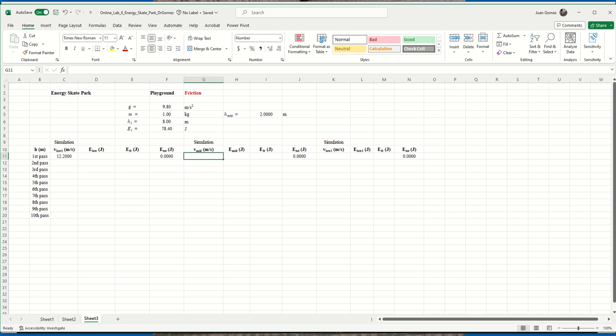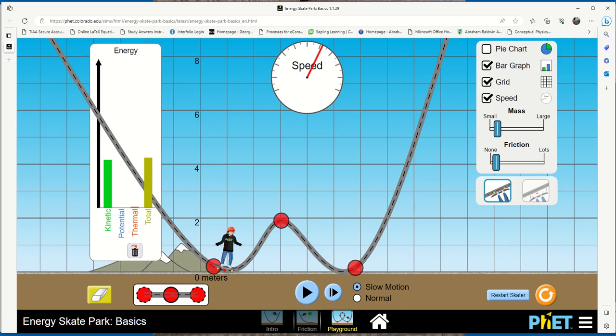Okay, now let me get V mid. Let me go back. It's a little bit tedious, but it is what it is. Now I'm going to start it, and you want to be very careful. You want to be able to get V mid, meaning the midpoint or the peak. Okay, we're going to inch forward. Click.